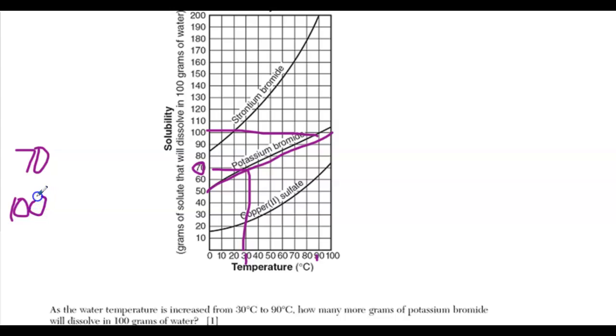So what's the increase in grams from 70 up to 100? Well, that's an increase of 30 grams. 30 more grams of material can be dissolved as the temperature increases from there to there. The increase in solubility can be measured here.